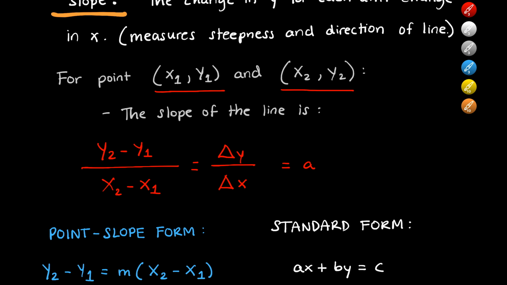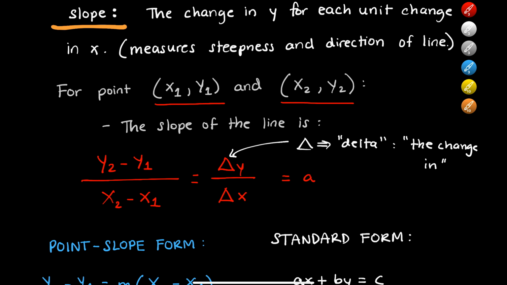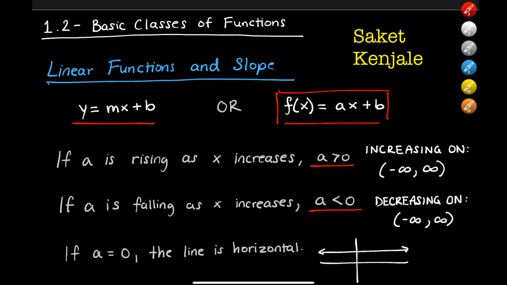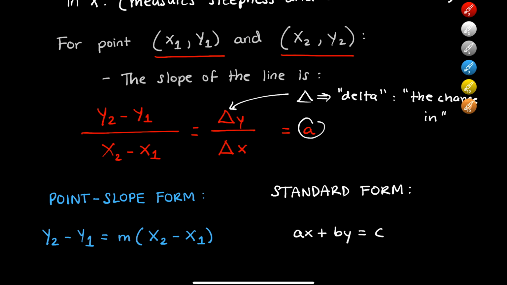So this triangle over here means delta, and it means the change in. Okay, and so this is equal to our a value over here. And also you could call it m, so I'll write that. So this can also be equal to m.